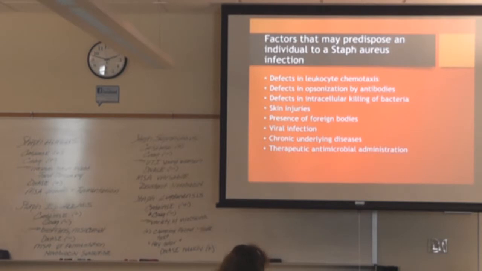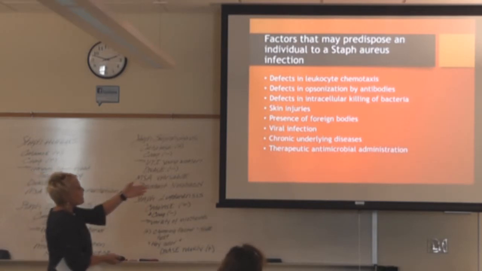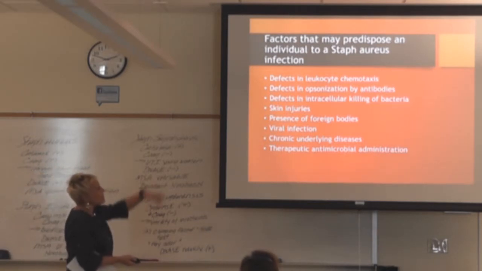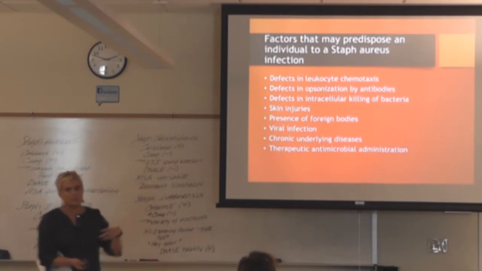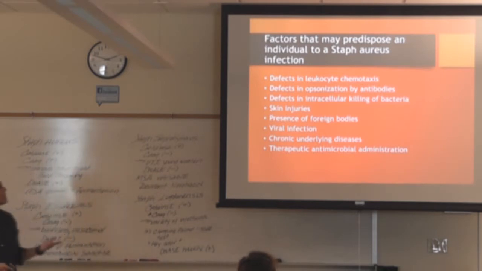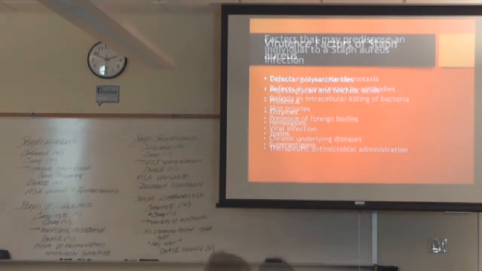Isn't this interesting? Don't you know some people that are prone to staph infections versus not prone to staph infections? And for whatever reason, they keep on getting them from time to time. Antibiotic administration, that's one, but chronic underlying diseases is usually a big one. Then it's going to depend on your conditions of where you are. Skin injuries is a big one. Wrestlers get a lot of them, like in the ear from the mats.